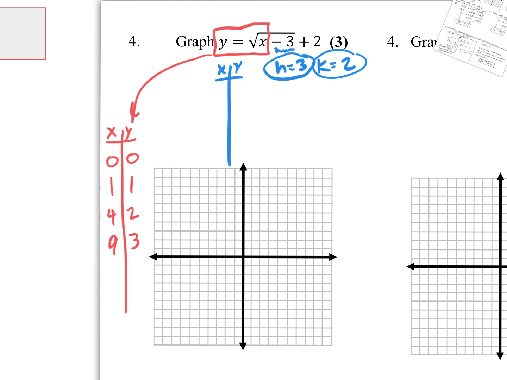So we're going to shift these numerically 3 to the right on the x's. You're going to take that 0 and add 3 to it, and that's going to be a 3 right there. You're going to take that 1 and add 3 to it. That's 4. Oh, wait, I messed up. I forgot the 4. Take the 4, add 3 to it. It'll be a 7. And take the 9 and add 3 to it. It'll be a 12.